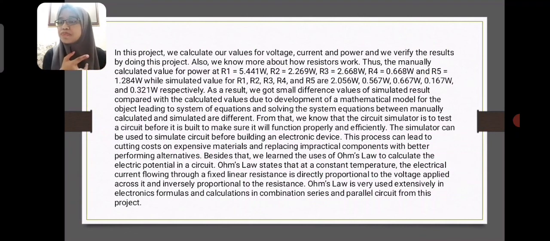So the objective of this project is accepted, which is the combination of series and parallel circuit analysis using Ohm's law and a simulator, accepted in our circuit project.